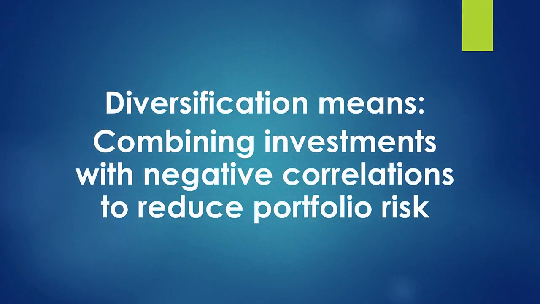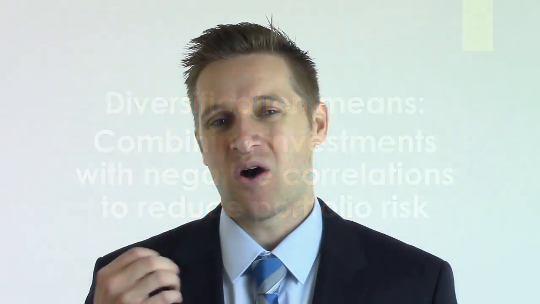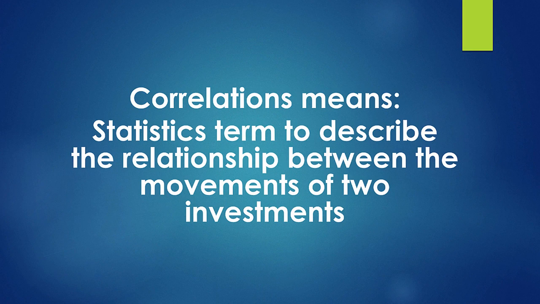So here's the definition for diversification. It is combining investments together with negative correlations to reduce portfolio risk. So when we look at this definition, what we realize is that it's all about negative correlations. So what is a correlation? Correlation is a term from statistics that refers to the description of the movement of two investments.